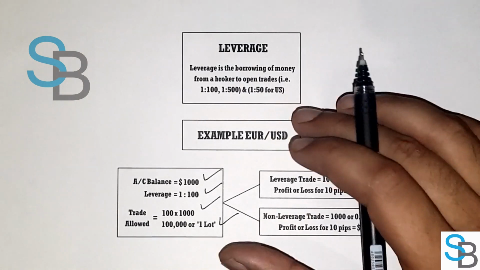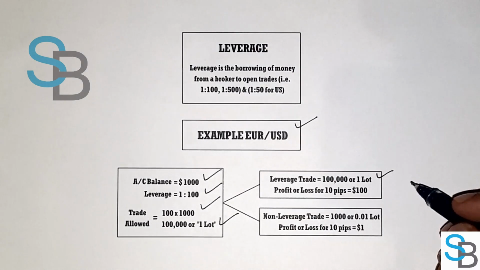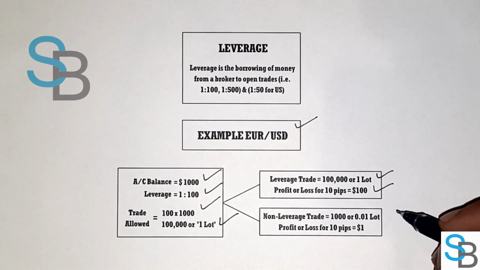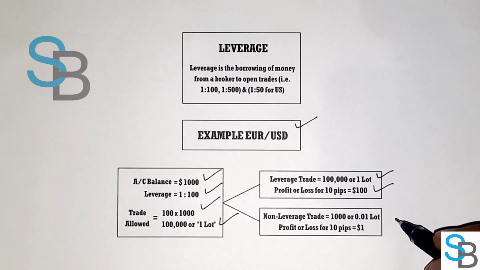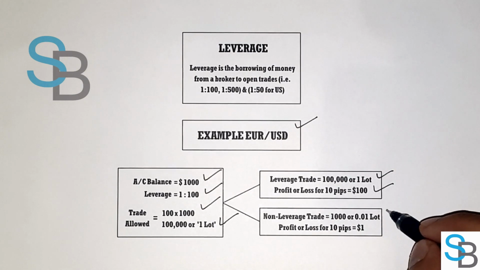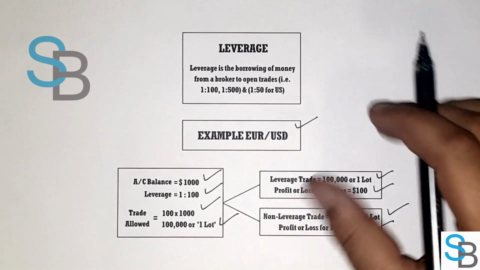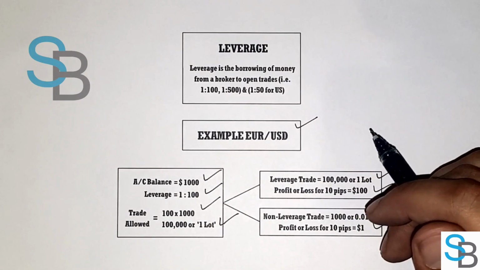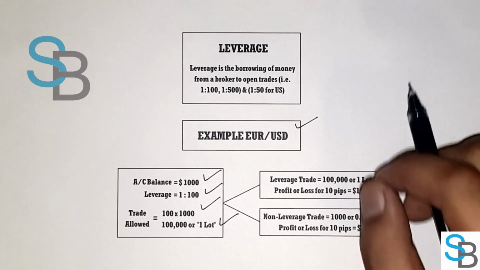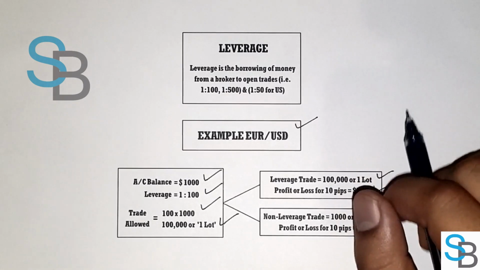In our example, if we open the trade for 100,000 or one lot, in 10 pips, we will win or lose $100 out of $1,000. On the other hand, if we had traded without leverage or one-to-one leverage, we would just trade 1,000 or 0.01 lot. The profit or loss would be $1 in 10 pips out of $1,000. So leverage can be very risky while trading, and if used carelessly, it can wipe out your account balance very quickly. That's why the Forex market is much riskier than the stock market, as the leverage offered is very high.